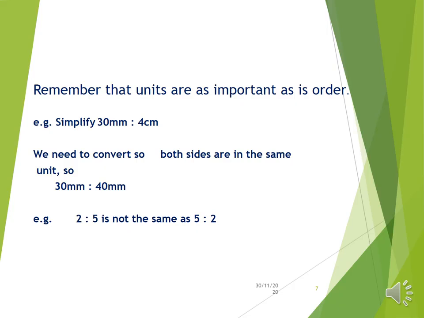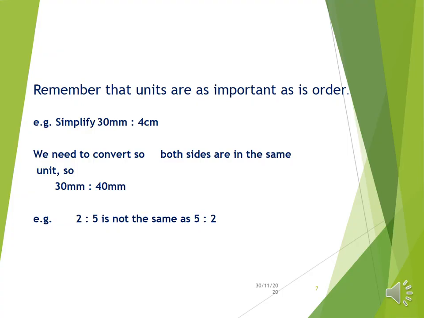Now, also remember that units are as important as order. So when we have simplified 30 millimeters to 4 centimeters, notice that the first number has millimeters as units and the second number has centimeters as units. And these are different units. If you are trying to cancel and simplify, you need to make sure that you convert both sides to the same unit first.